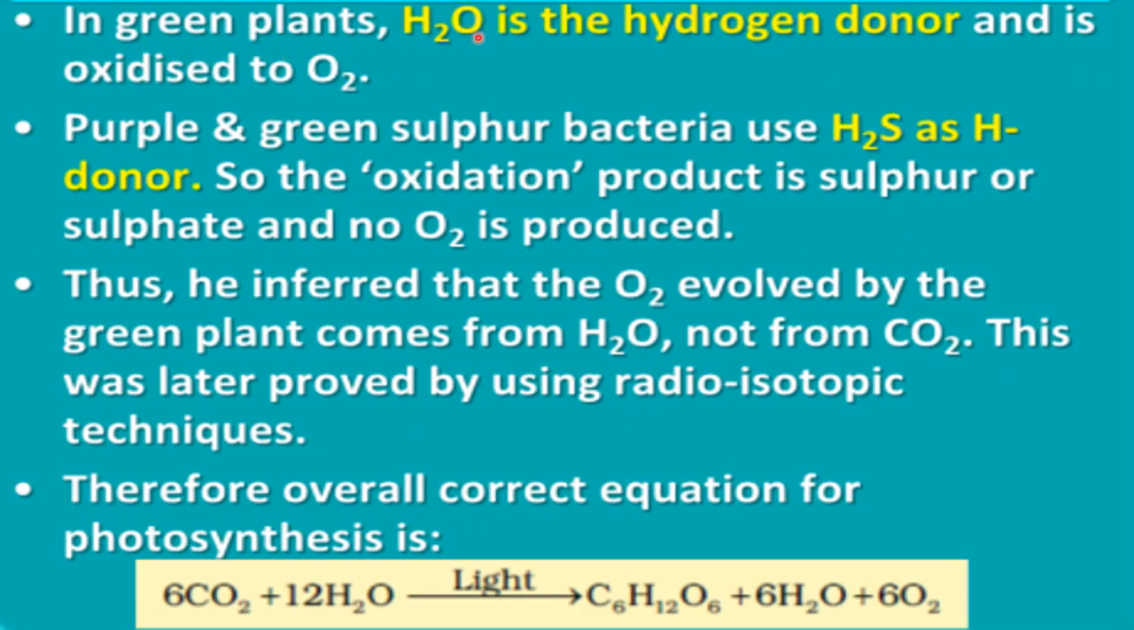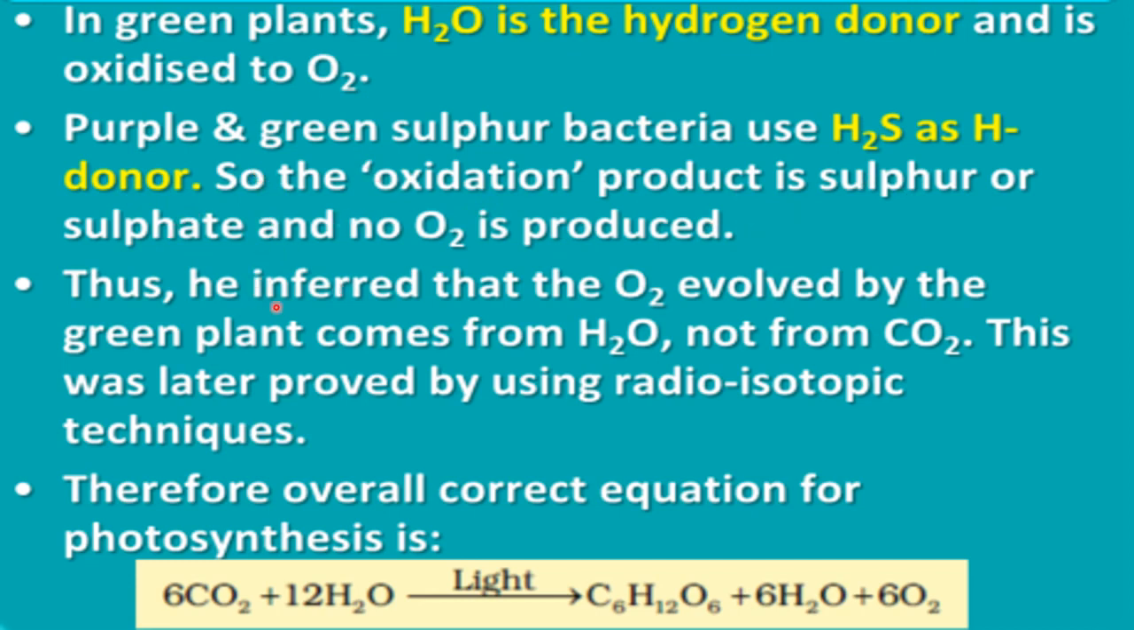He said that in case of green plants, water is the hydrogen donor and is oxidized to oxygen. And in case of purple and green sulfur bacteria, H2S is used as hydrogen donor. So the oxidation product is sulfur or sulfate and not oxygen. So that we write 2A. What is that 2A there? That is S, not oxygen. Oxygen is not released in those bacteria. What is released there? Sulfate or sulfur.